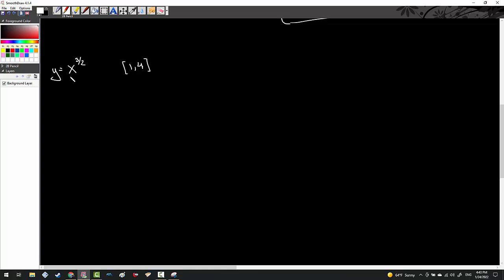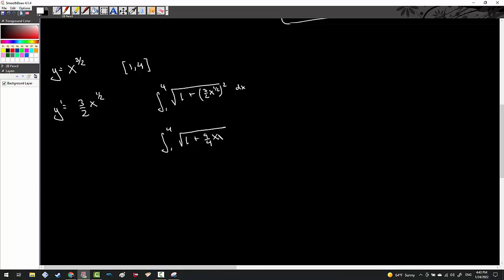So here comes our first example. I'm going to be taking the arc length of this curve on this interval. The first thing I'm going to do is take the derivative of this thing. I'm going to get 3/2 x to the 1/2. If I plug it into the formula, it's going to look like the integral from 1 to 4 of the square root of 1 plus 3/2 x to the 1/2 squared dx. If I simplify that out, I'm going to get the integral from 1 to 4 of the square root of 1 plus 9/4 x dx. The 1/2 and the 2 are going to cancel each other out.